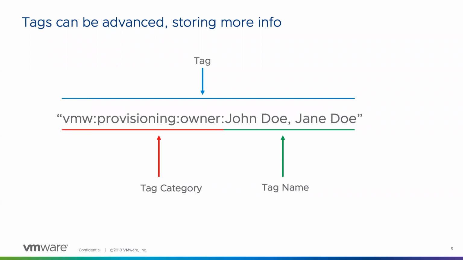When you look at subtags, there can be even more information. On the left-hand side, you can see that with those semicolons there are actually a few levels of a tag category. And on the right-hand side, there are a couple of values within that tag. So this would be a more advanced tag.